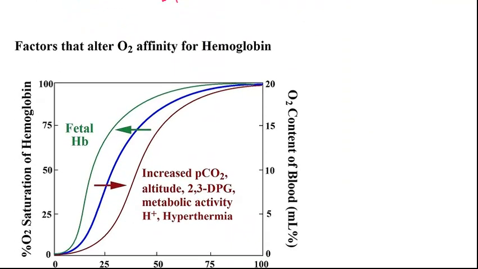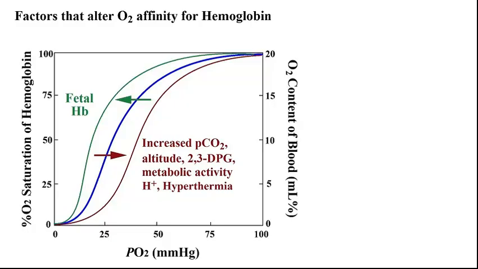Now there are factors that can affect the affinity of hemoglobin for oxygen, like for instance elevated CO2 content, increased altitude, or 2,3-diphosphoglycerate, which is a byproduct of glycolysis. So if there is not enough energy production and we have to rely on glycolysis for energy production, it means our body needs oxygen. So increased byproduct of glycolysis, which is 2,3-diphosphoglycerate, increased metabolic activity, or increased H+, like in our muscles.